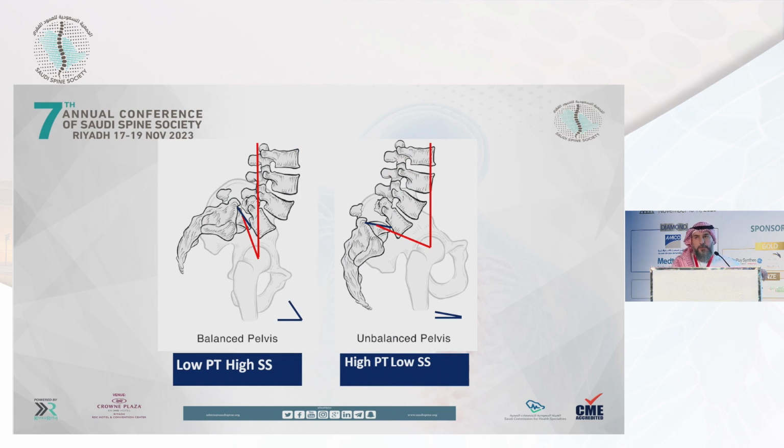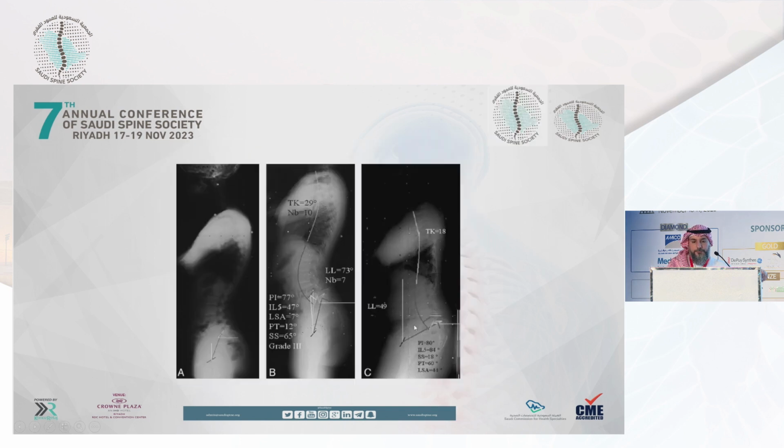Now, if we are talking about high-grade spondylolisthesis, as we said, the patient could have a balanced pelvis or an unbalanced pelvis. The unbalanced pelvis is a vertical sacrum. The sacrum is vertical. The unbalanced pelvis group would have either a balanced spine or an unbalanced spine. Here is an example of an unbalanced spine. The unbalanced spine will have high pelvic tilt and low sacral slope. Now, this is an example of those patients.